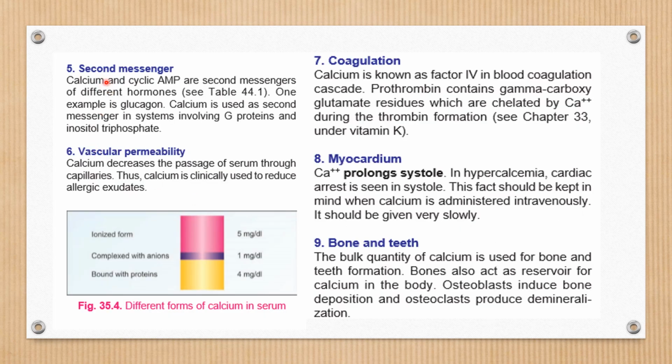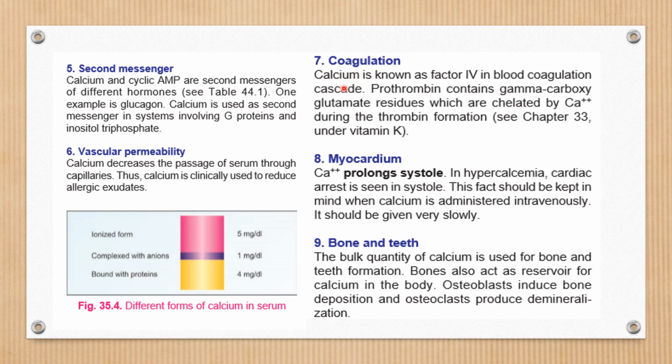The fifth function is second messenger. Calcium and cyclic AMP are the second messengers of different types of hormones, for example, glucagon. Vascular permeability. Calcium decreases the passage of serum through capillaries. Thus, calcium is clinically used to reduce allergic exudates.